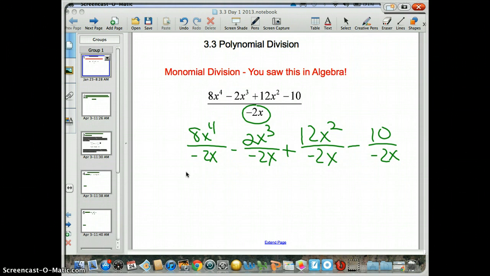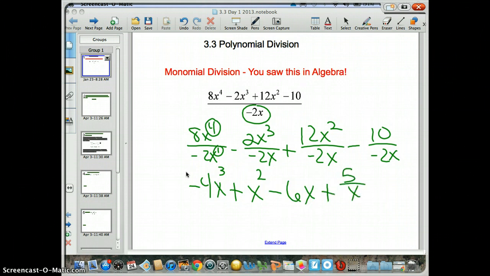So 8 divided by negative 2 is negative 4, but x to the fourth divided by x, notice we have a power of 4, the power of 1 is implied, so 4 minus 1 is 3, so that's negative 4x cubed. Then the two negatives make a positive over here, and this is just going to be x squared because the 2's cancel. Then we have a positive and a negative, so that's minus 6x, and then two negatives give us plus 5 over x. Okay, so you should remember that and be able to get through those problems really easily.